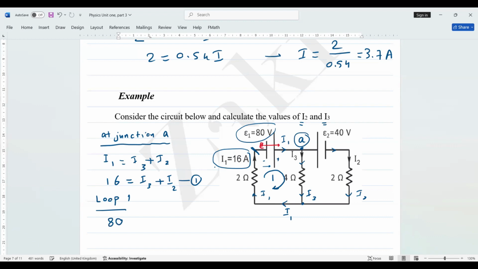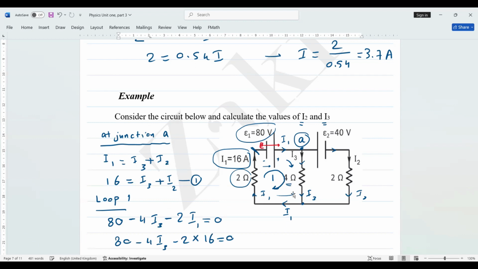Now, in this branch, the current is I3 and the resistor is 4, so it's negative 4 I3. Then we go on here. This is I1 and the resistor is 2, so it's negative 2 I1. We reach the point, then the answer is 0. I1 is given, which is 16 ampere, then 80 minus 4 I3 minus 2 multiplied by I1, 16, equals 0.